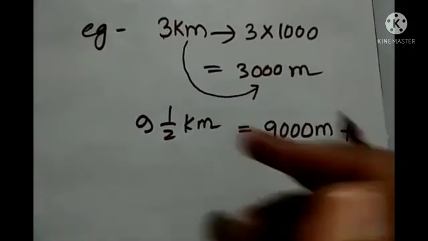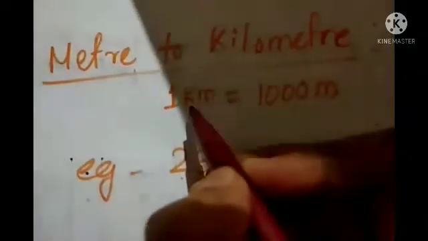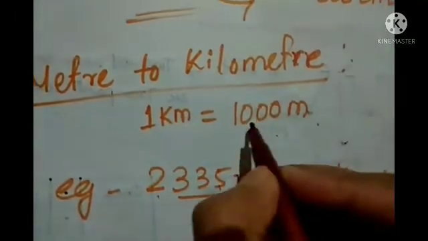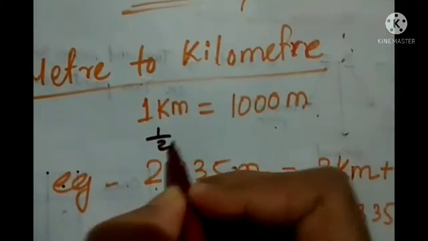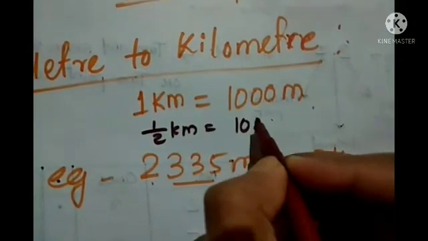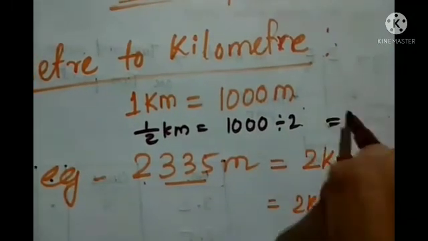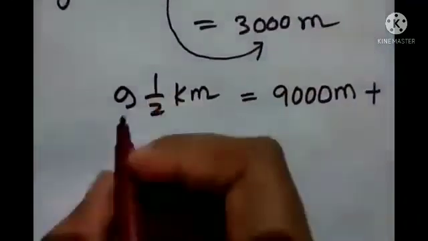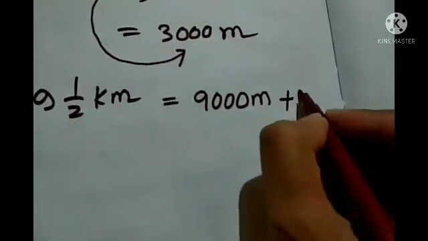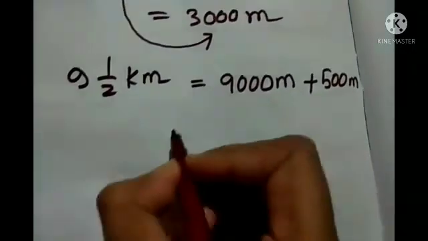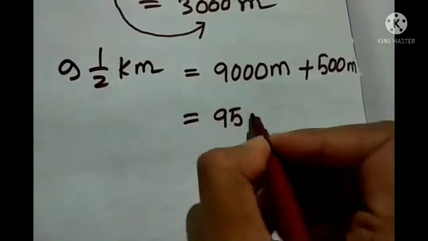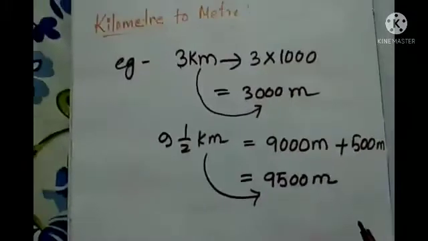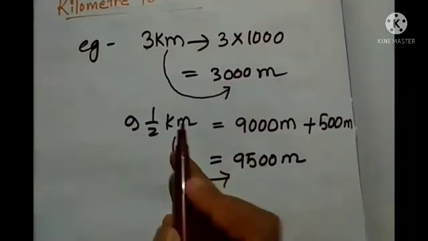So you already know that 1 kilometer is equal to 1000 meter, right? 1 kilometer equals 1000 meter. So half kilometer will be what? 1000 divided by 2. So the answer will be what? 500 meter, is it not? So whenever you see half kilometer, what you will add? 500 meter. Then the answer will be 9500 meter. So from kilometer you have converted it into meter.